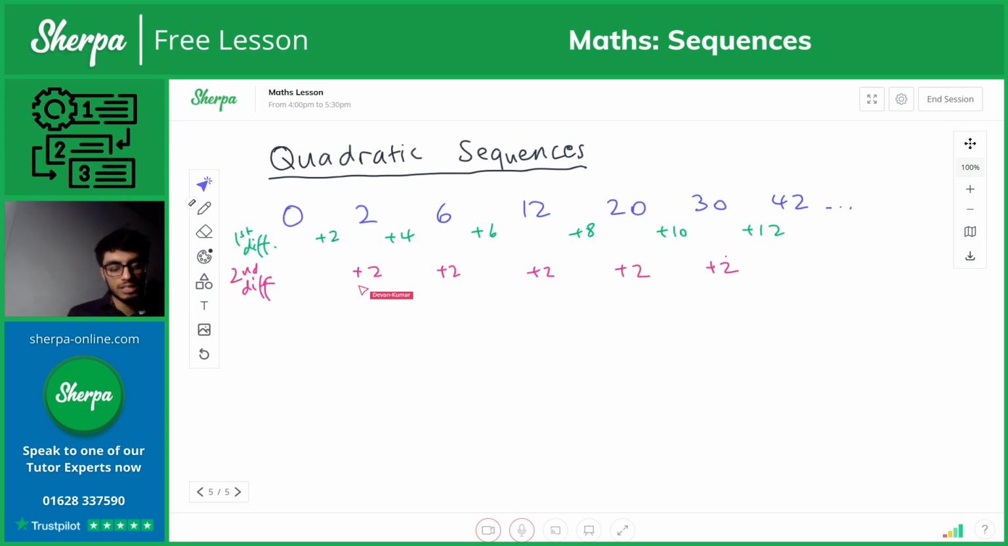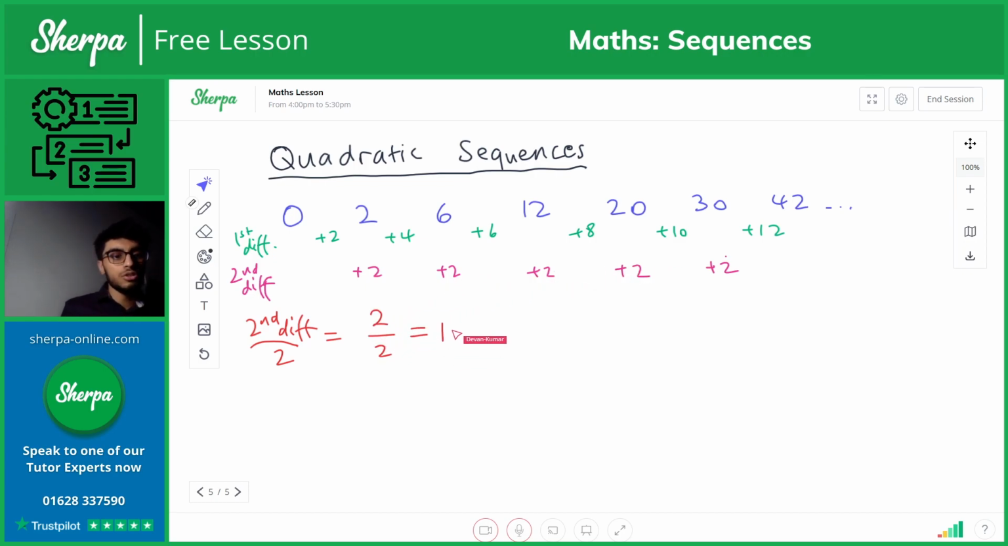Right. So let's have a think about what's going on here. Well, the first way in which you're taught how to do this is you take this second difference and you divide it by 2. The second difference is 2, the common difference is 2. So you get 2 over 2, and that's 1. Well, what do you do with the number 1? What's the use of the number 1? Well, the use of the number 1 is that it goes in front of n squared, so you have 1n squared.